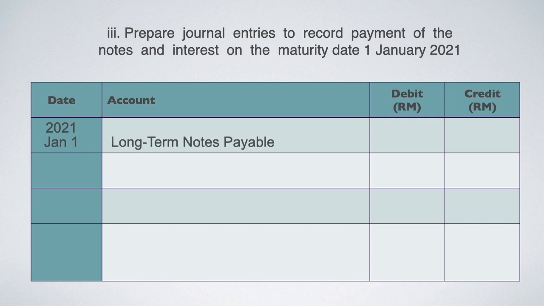Okay, now bila you nak pada tarikh matured, barulah you record. Okay, bill matured maknanya you bayar hutang semua. Katakan tadi long term notes payable tadi hutangnya 200,000 and then interest payable you akan jadi 80,000.